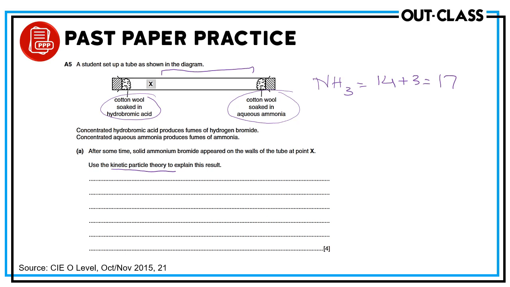Okay? So when you write all these points, then you score full 4 marks. It's not simple diffusion. First you have to explain diffusion of both particles from the area of higher concentration to lower concentration. Then you have to explain why ammonia diffuses faster, and then why the white solid is formed, because when these two particles collide, they react to form the solid ammonium bromide.